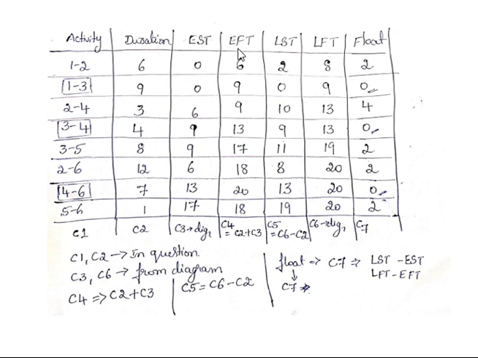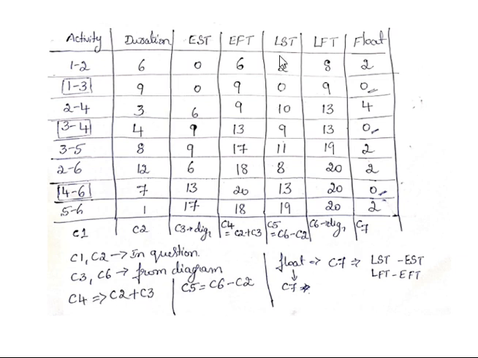Then earliest finish time means how early we are going to finish that particular activity. For activity 1 to 2, the start time is always 0 and the end time will be based on your duration. So we add these two values: 0 plus 6 becomes the earliest finish time, 0 plus 9 becomes the earliest finish time, then 3 plus 6, 4 plus 9, and 9 plus 8. That has been given as C4. C4 means C2 plus C3.